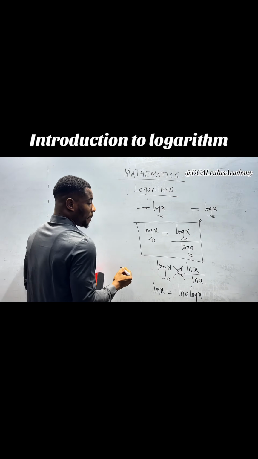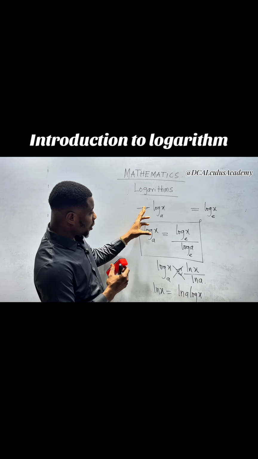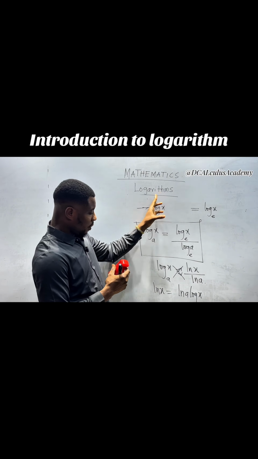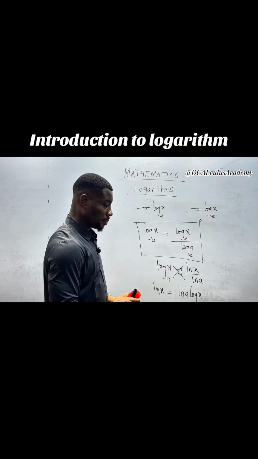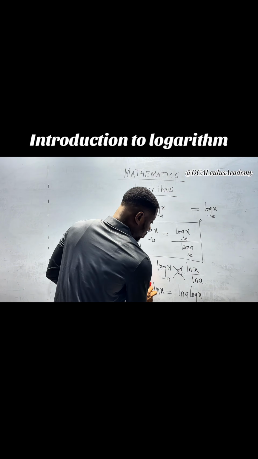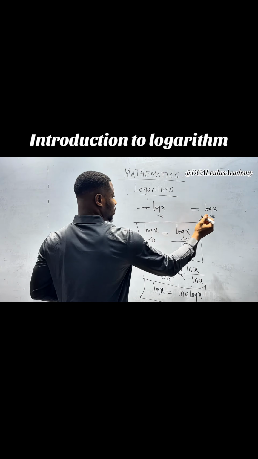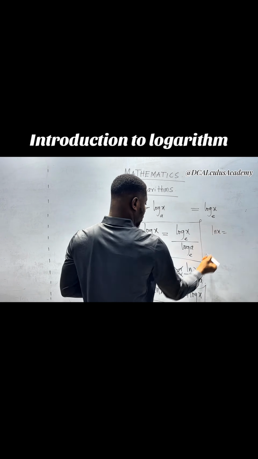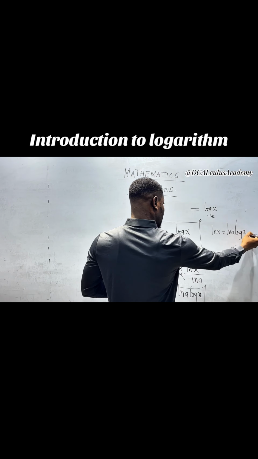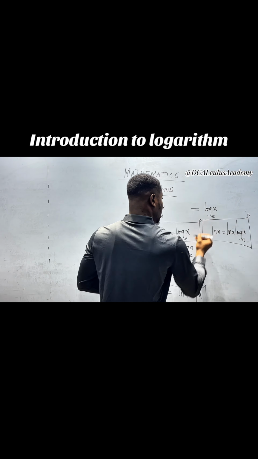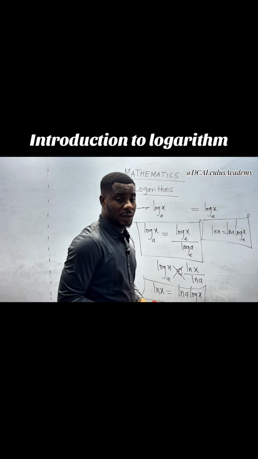So what I've been able to show you here is a relationship between the general base logarithm and the natural logarithm. I think I should just put it here: the connection is ln x is equal to ln a times log of x to base a. This is the relationship between the natural logarithm and general base logarithms.